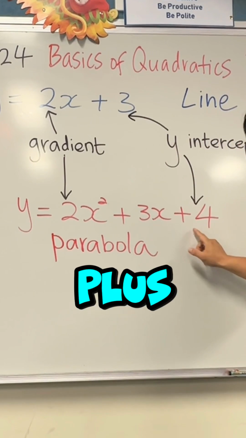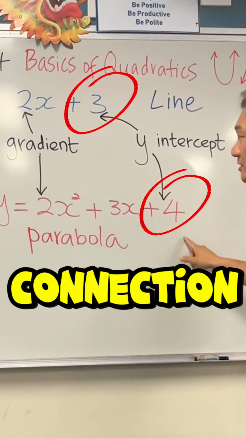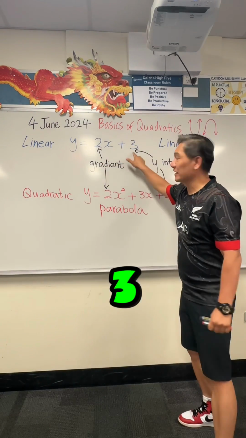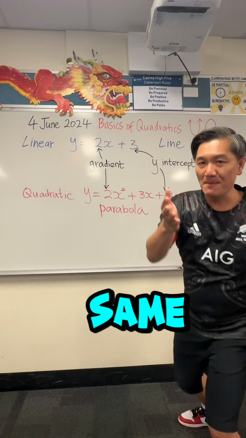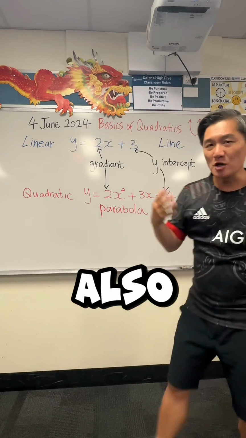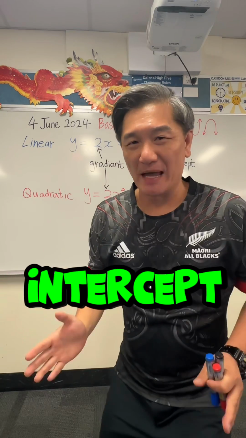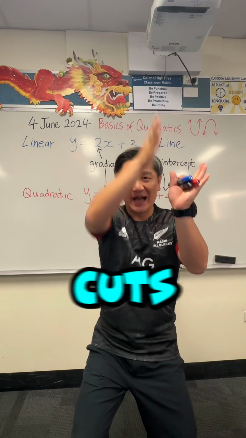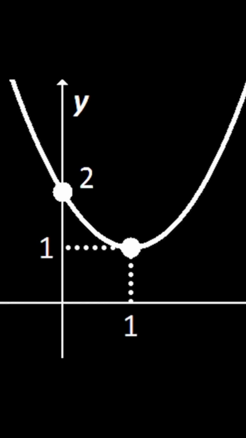Now, let's look at this plus 4 here. If you make these two connections, for linear equation, the plus 3 is the y-intercept. Same thing happens in the quadratic equation. This plus 4 also represents the y-intercept, where the parabola cuts the y-axis.